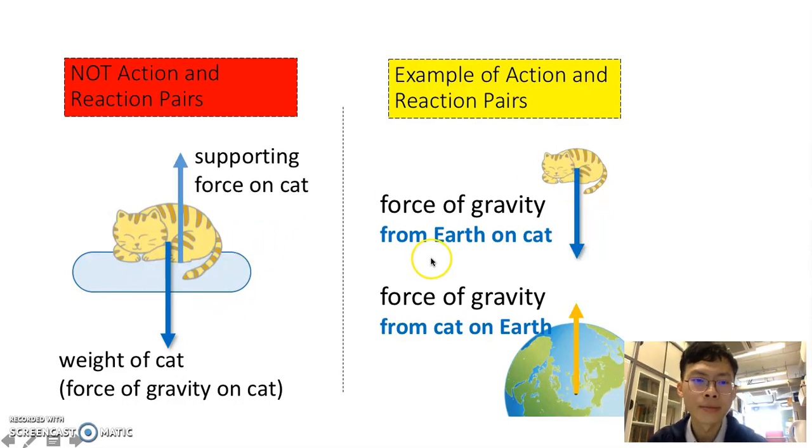And then even for the supporting force on the cat, it is a force acting on the cat by the pad, and at the same time there's also a force acting on the pad by the cat. We can also use this as a demonstration of what is meant by action and reaction pairs.